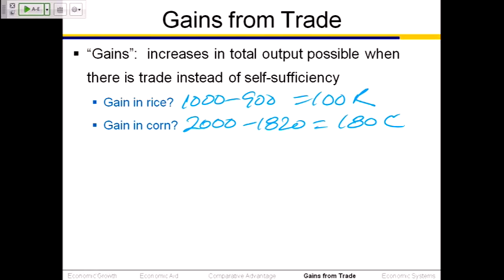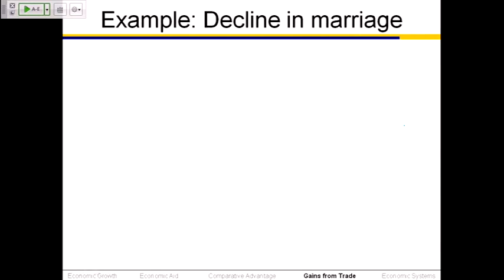Now, this notion of the gains from trade applies to dorky little examples like rice and corn and Alta and Beta, one of your more boring made-up examples, but it also applies to more interesting things like the decline in marriage.